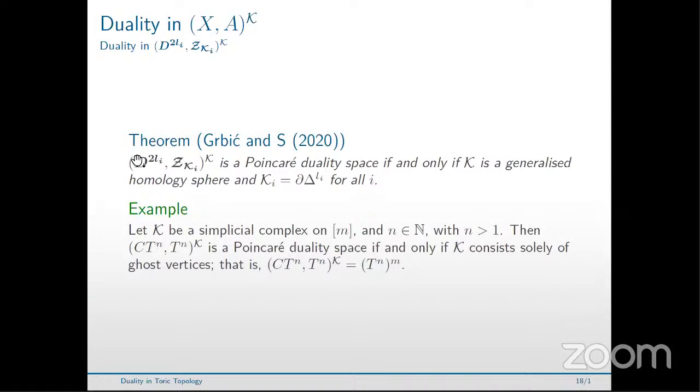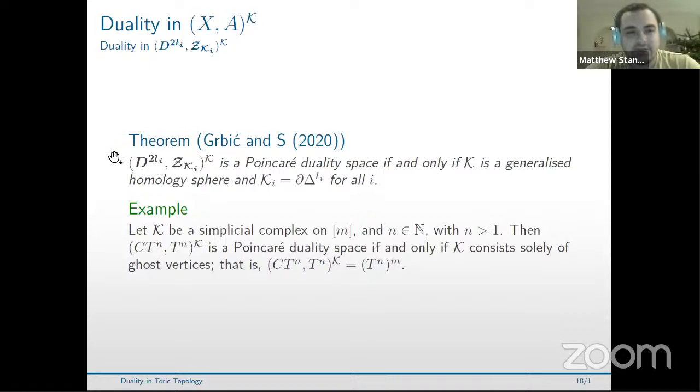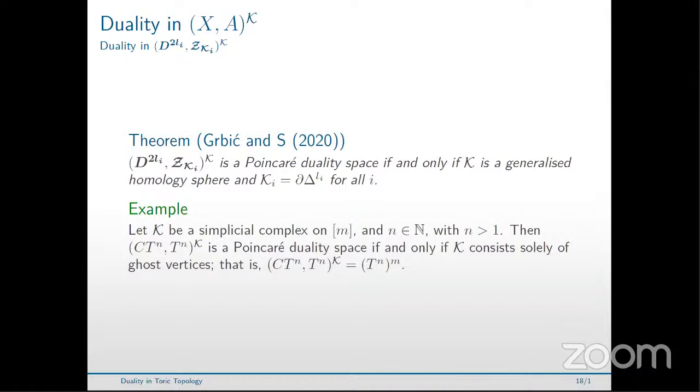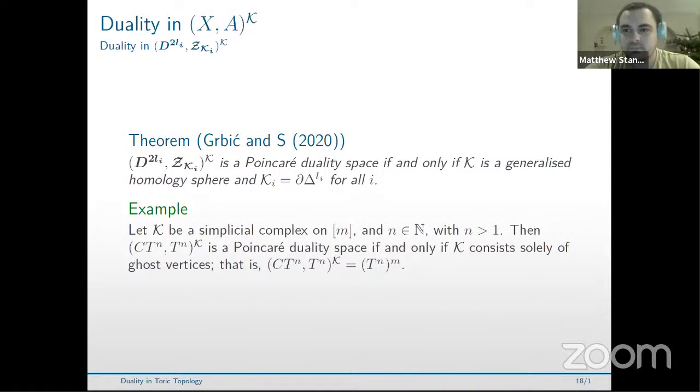Okay. So I could indeed have written, or perhaps I could have had an extra homotopy equivalence here to say that this is the cone. This can also be said to be the cone on Z sub K i. And this is also a Poincare duality space if and only if K is a generalized homology sphere and each of the K i is the boundary of the, it's torus equivariantly homotopy equivalent. It's not just a simple homotopy equivalence, it's a torus action equivariant homotopy equivalence. Okay, all right, yeah. Thank you.